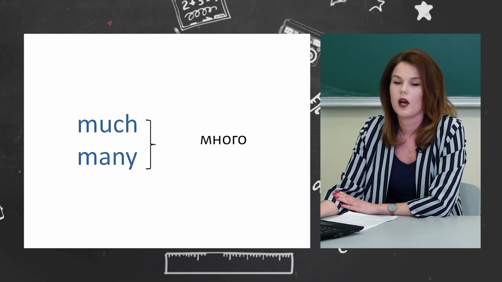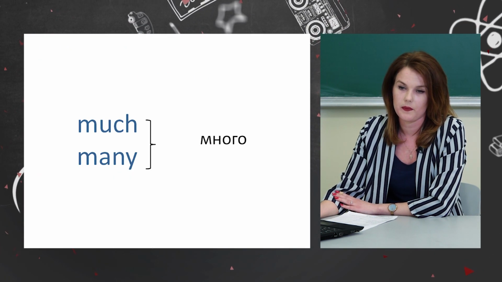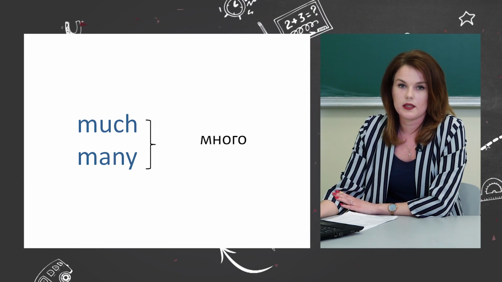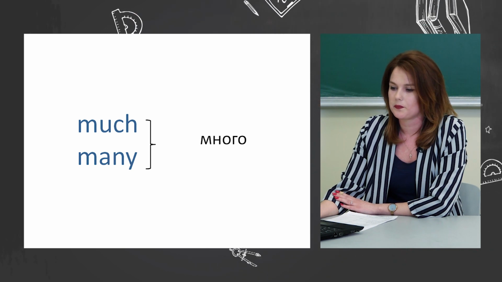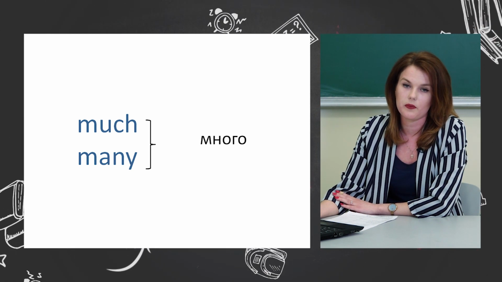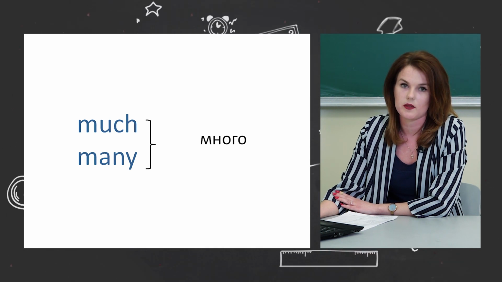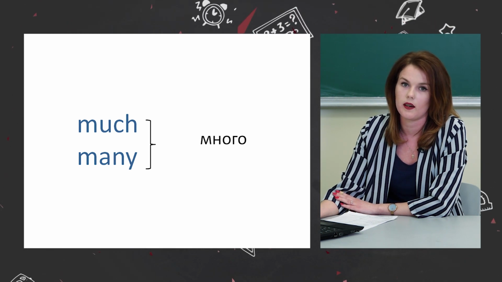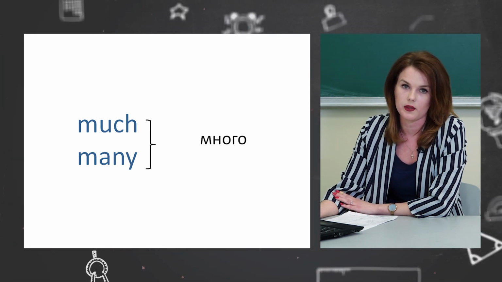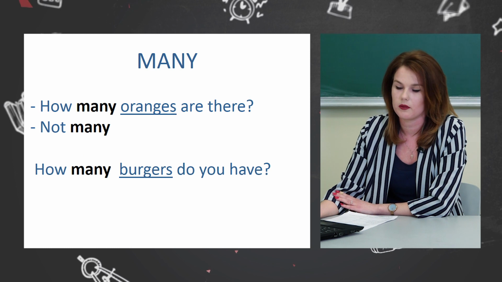The next one, much and many. You can translate these words into Russian like много. We use much and many only in negative and interrogative sentences, but we use many with countable nouns and much with uncountable nouns. Please have a look.